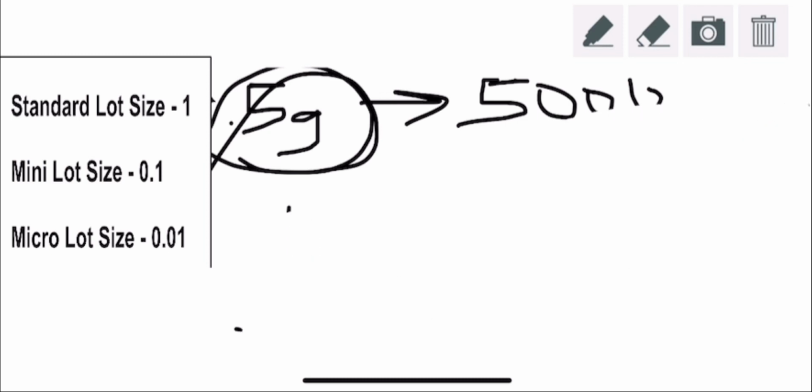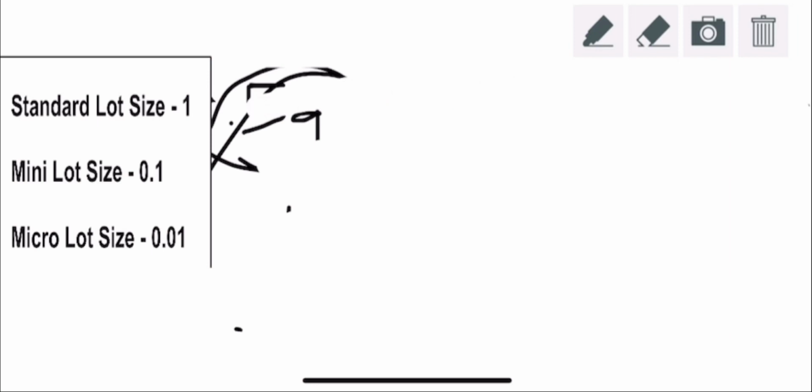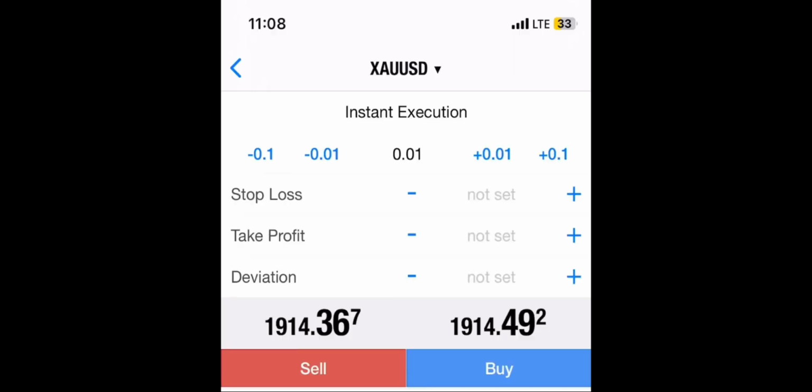Or sell in the market. So with all that being said, we are now going to move on to the next thing, which is how to set your lot size. All right, let's move on to that.